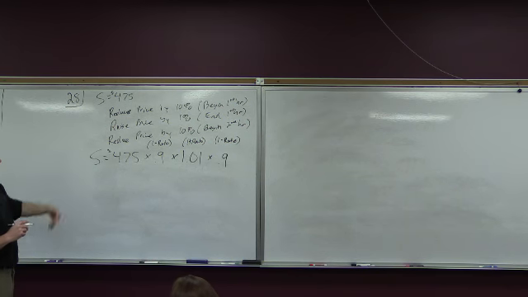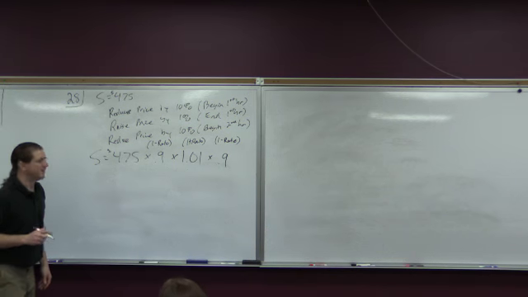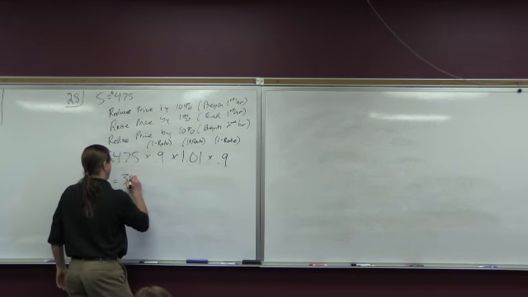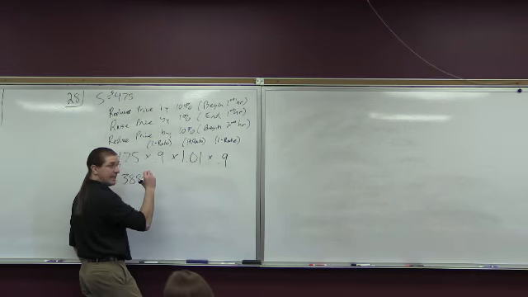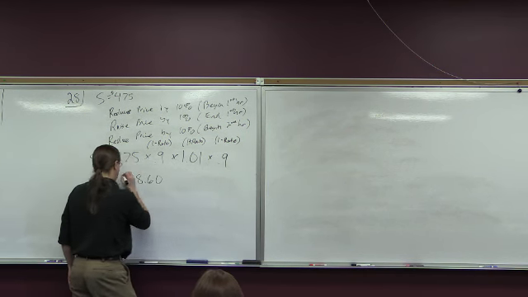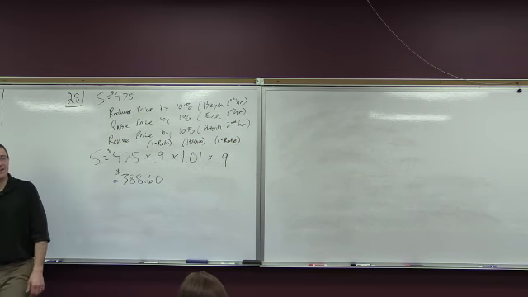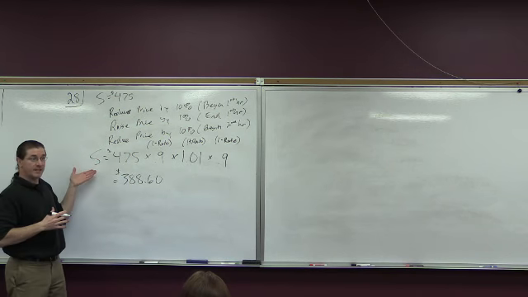So, what did we buy our kitchen set for? Not a very good kitchen set, I would assume. $388.60. 60, I got that, but I did it the other way. Perfect. And it didn't matter how you did it, right?